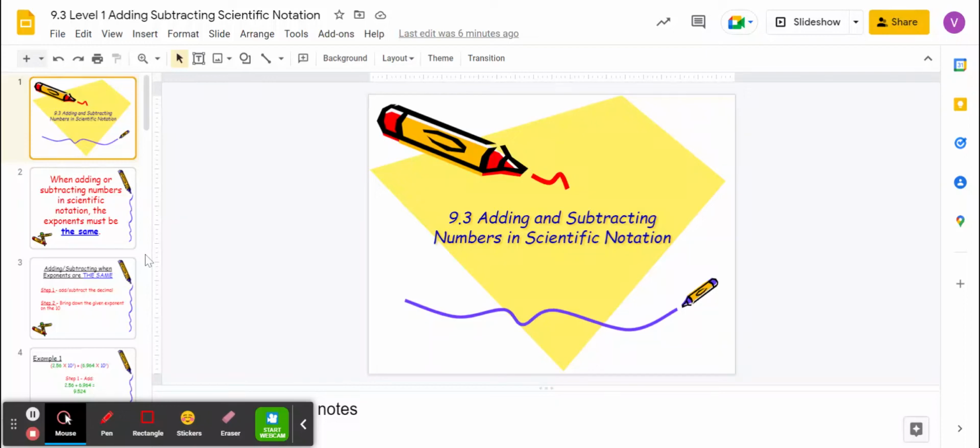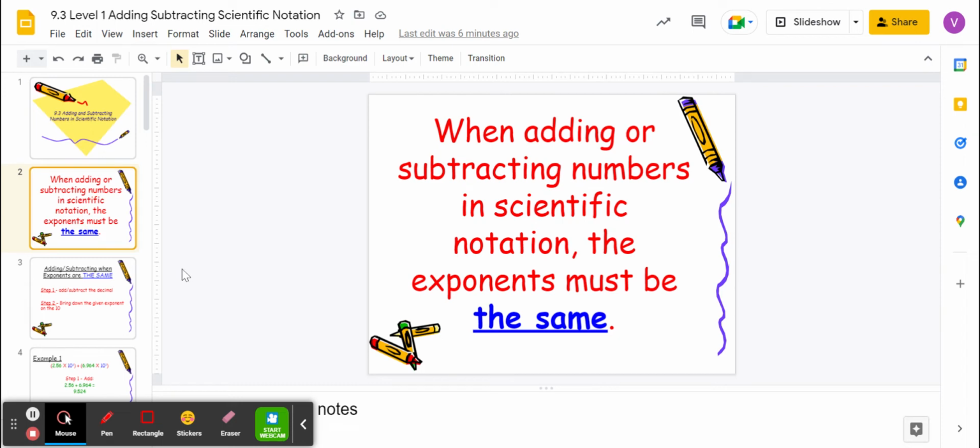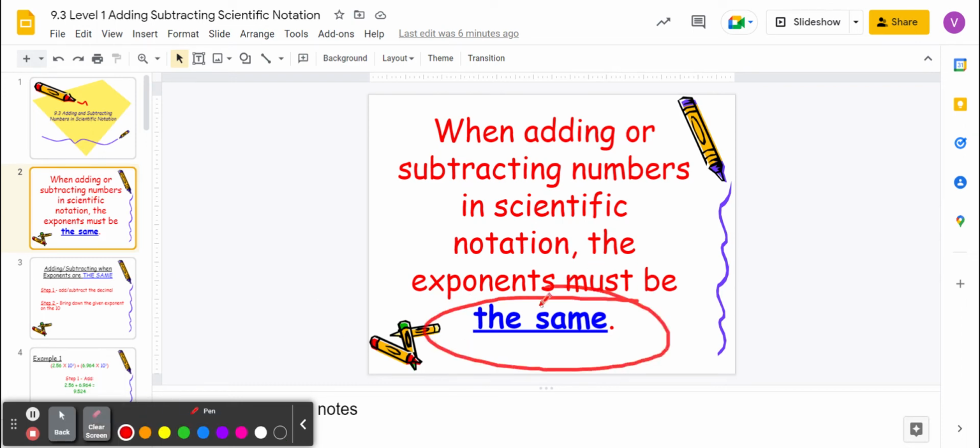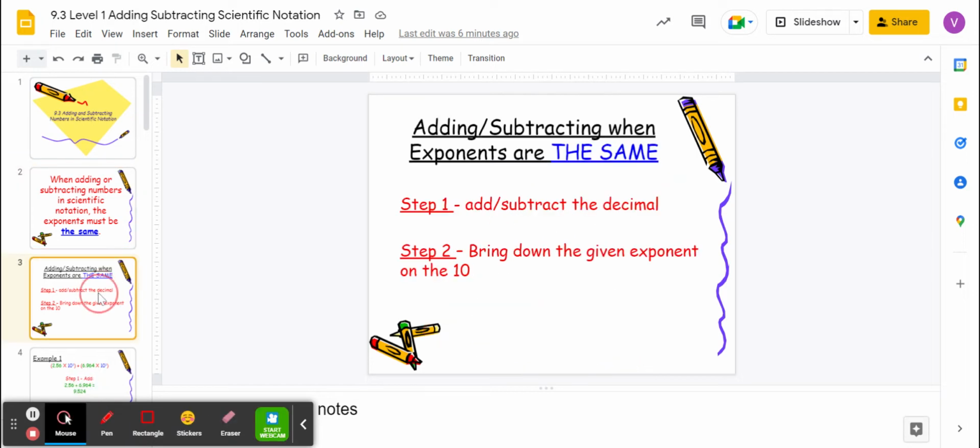In section 9.3, we're going to be adding and subtracting numbers in scientific notation. Now remember, when you're adding and subtracting in scientific notation, the exponents must be the same. Not only do they have to be the same, but you then have to add or subtract the decimals and then bring down that power of 10.